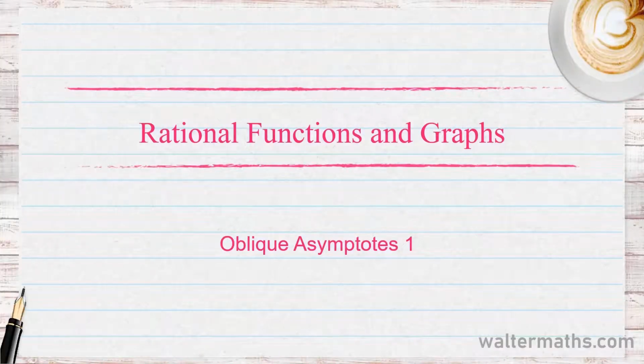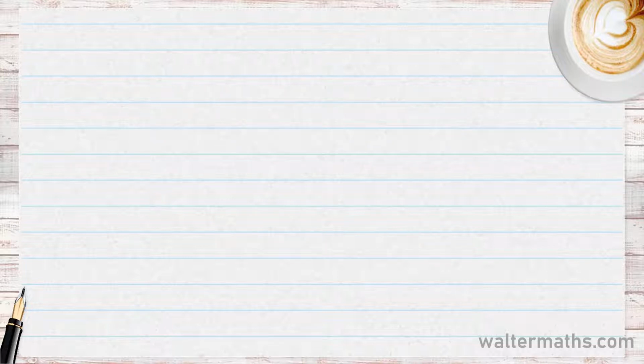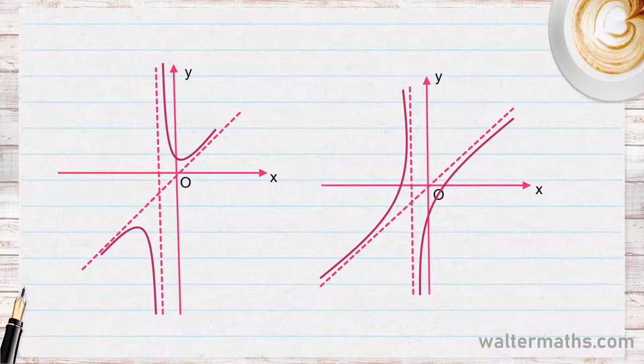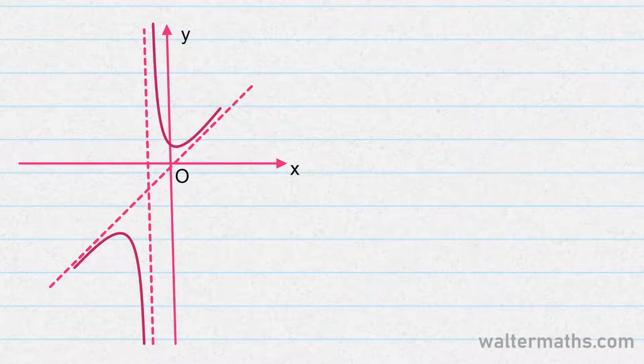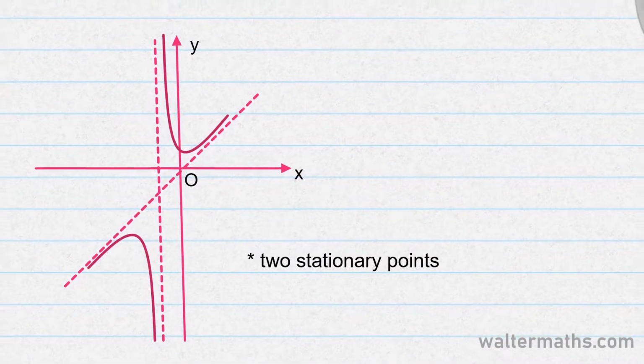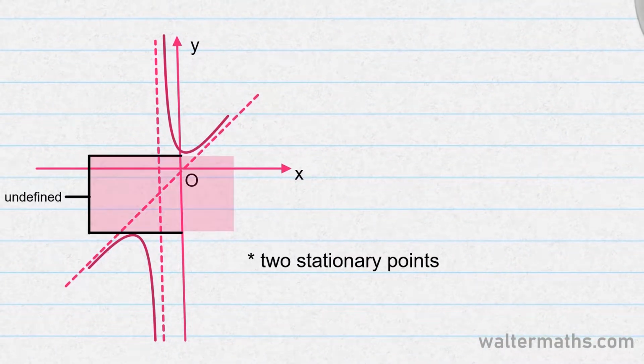In a previous lesson, we talked about how we can determine whether or not a graph has oblique asymptotes. Now we have two main types of rational graphs with oblique asymptotes, and they would look like this. The first one here has two stationary points and is undefined for this range of values.